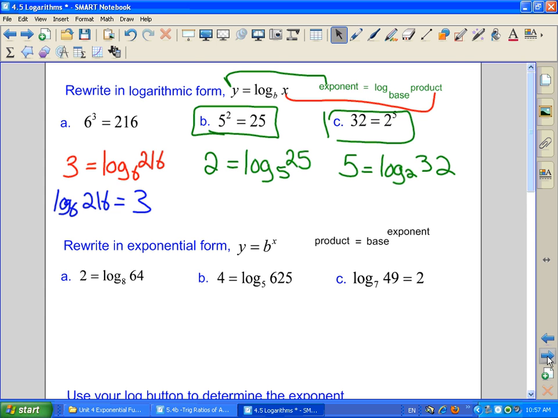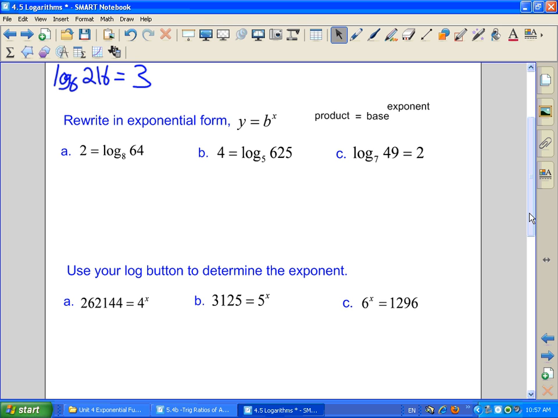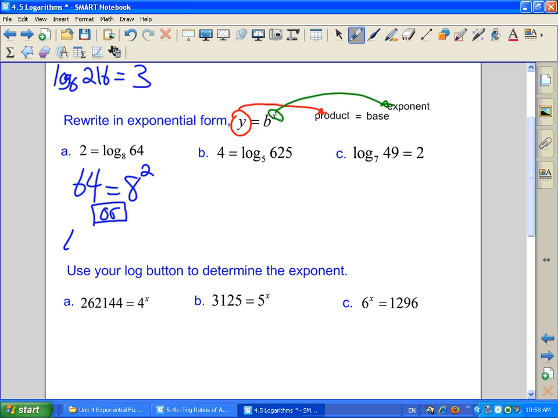All right, so let's take a look at rewriting in exponential form. All we have to do is remember that when we've got exponential form, the y is the product and the x is the exponent. They're switched from the last one. So first of all, what are we going to start with? We could start with 64. That's my product, equals my base, which is 8, raised to my exponent 2. Or, if you wanted to do it the other way, you could say 8 squared equals 64, because left side equals right side, so right side equals left side.